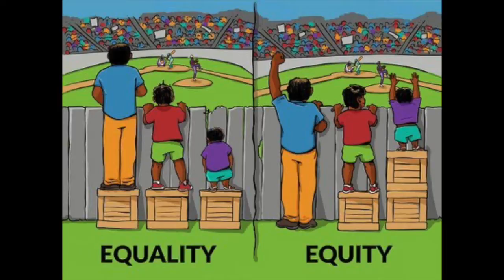In this picture, I just think about the little boy who can't see and he only got one box. But if he gets those 2 extra boxes, it'll help him to be able to see the baseball game. And then eventually when he grows, he will not need those 2 boxes anymore. And you've helped him to be able to reach that full potential so he can stay there.